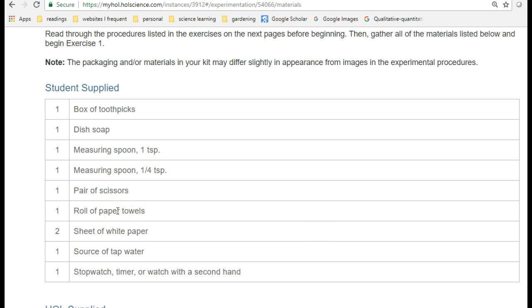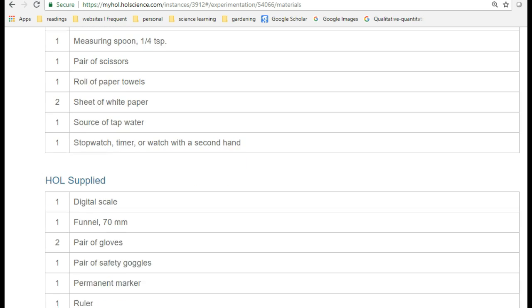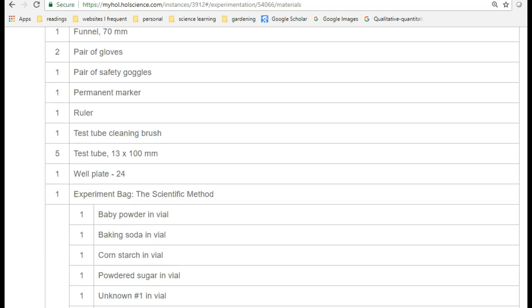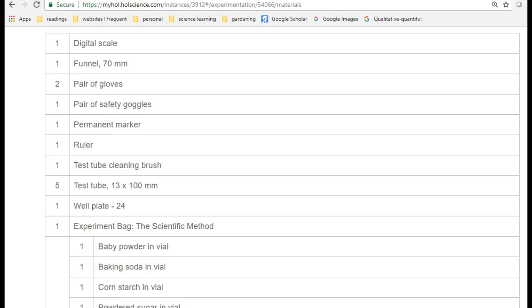Paper towels, like you need them maybe from your dorm bathroom. You don't need your own roll. You need a piece of paper. These are not difficult things to round up, but you do have to round them up. So make sure you look at this ahead of time. And then what is in your lab kit? All of these things right here, okay?